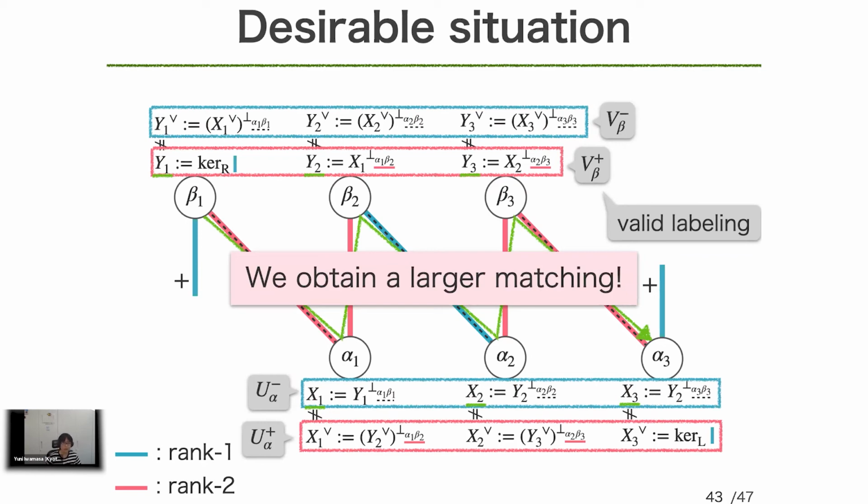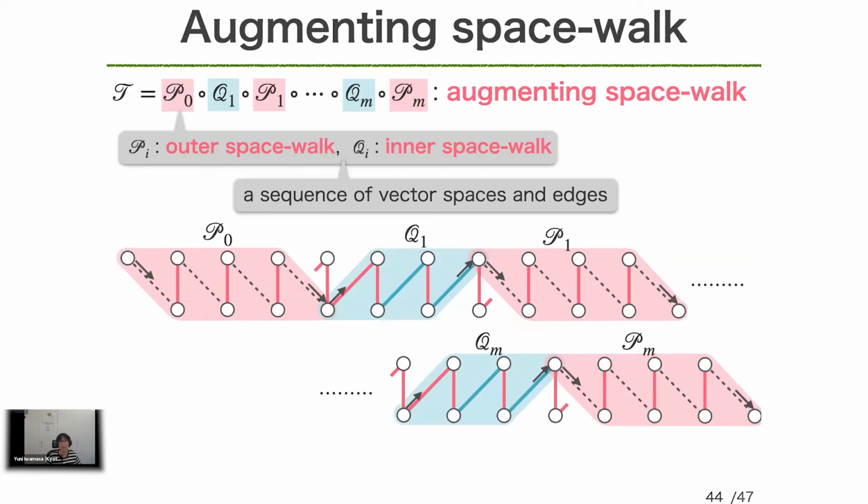So here we can say that if we have an appropriate sequence of vector spaces and edges, like the green line, we can augment the matching. By abstracting this observation, we introduced an augmenting spacewalk for I. But due to time constraints, we can only give a very brief introduction of it. Here, the augmenting spacewalk is the concatenation of outer spacewalks and inner spacewalks, which are sequences of vector spaces and edges. And this is a conceptual diagram of an augmenting spacewalk.